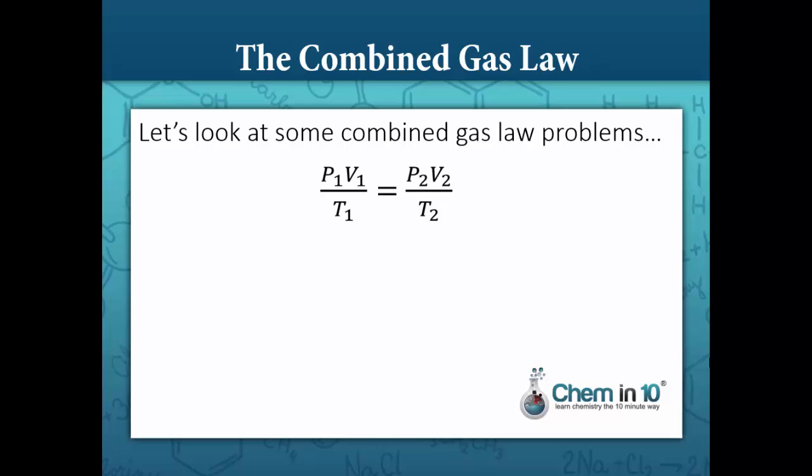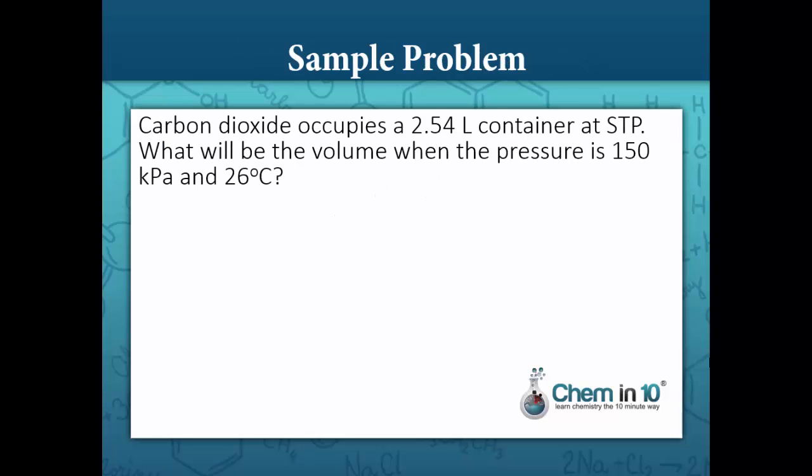Let's look at some combined gas law problems. Sample problem. Carbon dioxide occupies a 2.54 liter container at STP. Remember that STP is standard temperature and pressure. Standard temperature for a gas is 0 degrees Celsius, and standard pressure is 1 atmosphere. What will be the volume when the pressure is 150 kilopascals and 26 degrees Celsius?